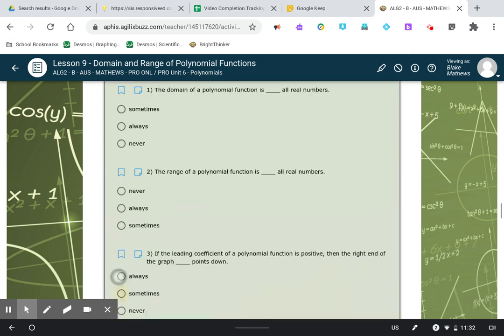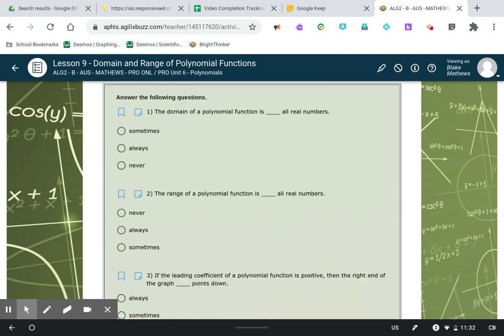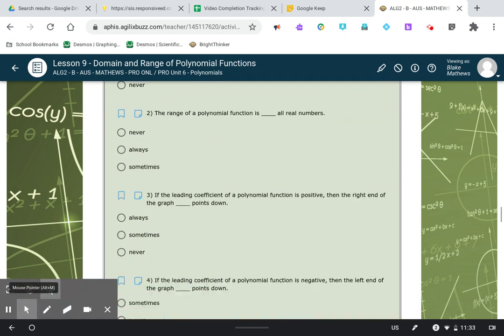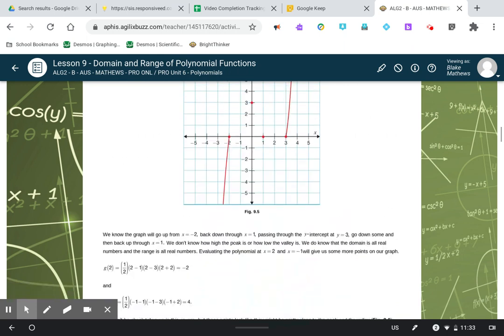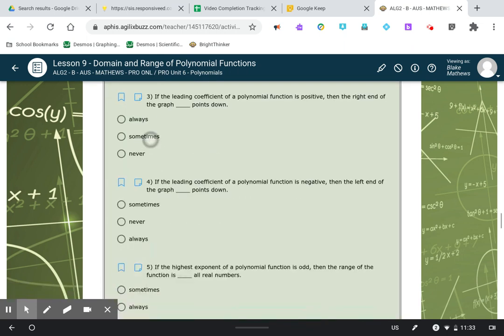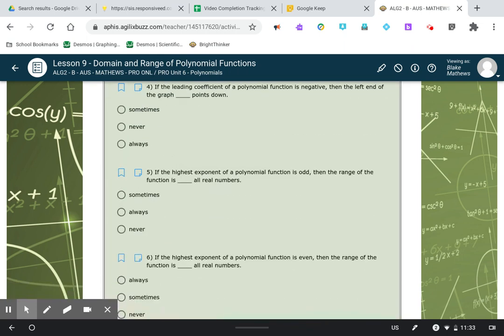So let's jump over to the lesson here and look at what they want us to do. First, there's some vocab words, so check that. You see the answer to question number 1 is basically what I just got done talking about. So use that. Range, we haven't discussed this yet. We will, though. But range is sometimes all real numbers. Again, more information from the lesson, so you'll have to read to get these vocabulary questions answered.